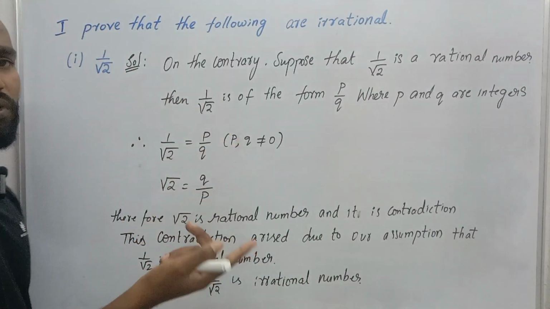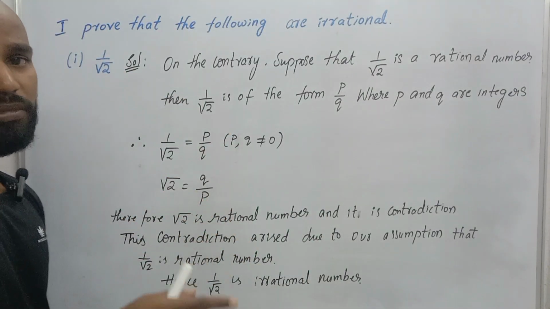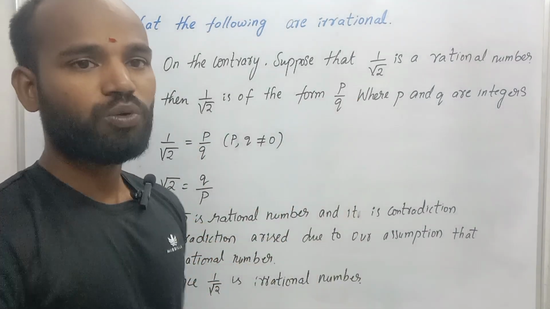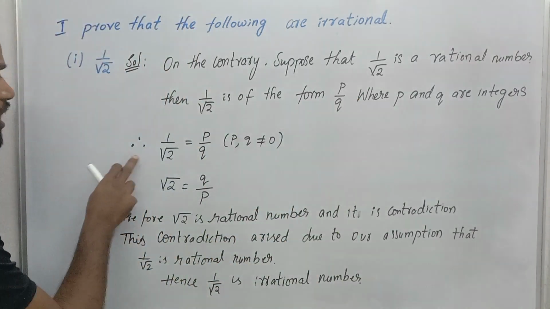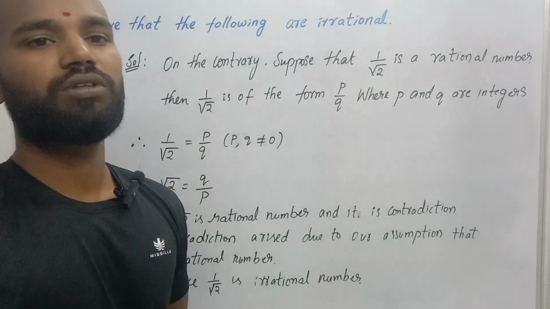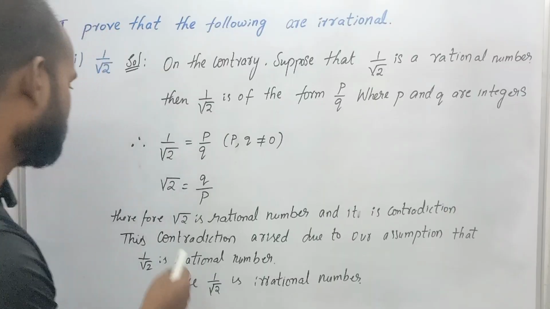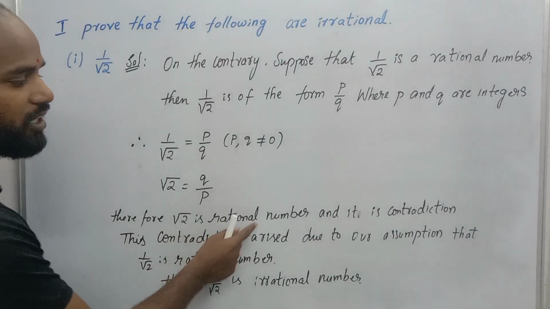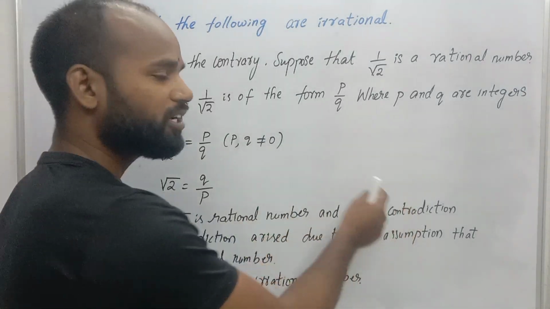Then if 1 by root 2 is a rational number, it must be in the p by q form, right? So it is in the form of p by q, where p and q are integers. Therefore 1 by root 2 equals p by q, where p, q are not equal to 0. That is a condition of rational numbers, right? Now root 2 equals q by p, again in the form of a by b. So therefore root 2 is a rational number, and it is a contradiction.